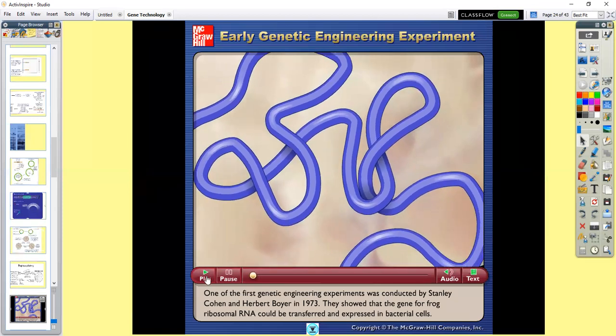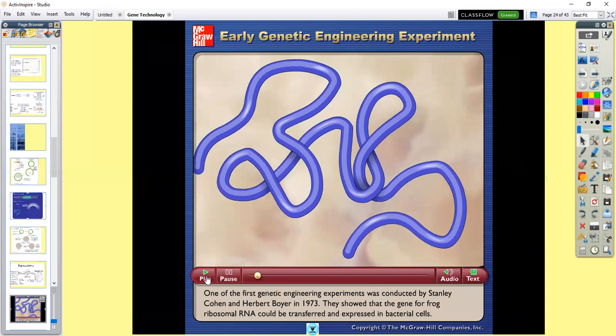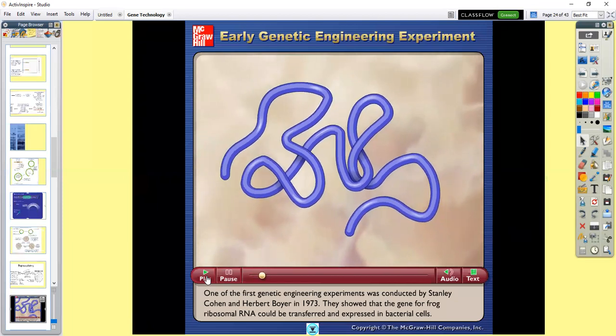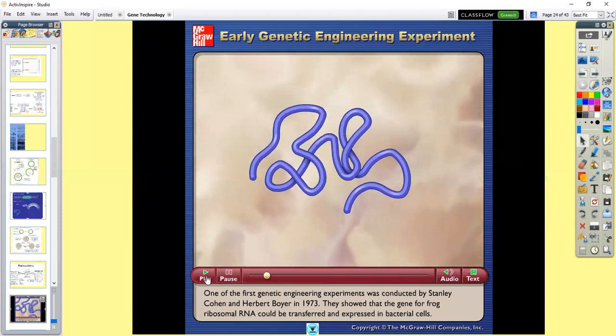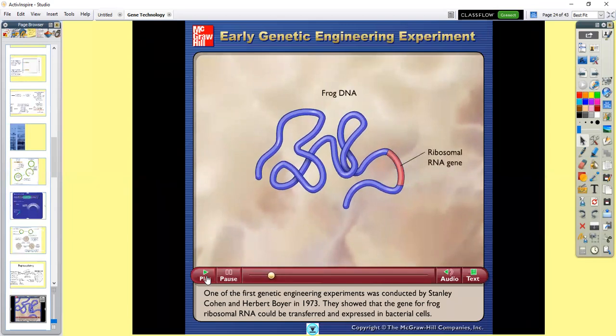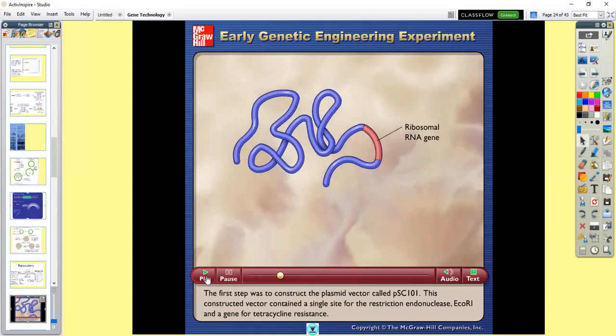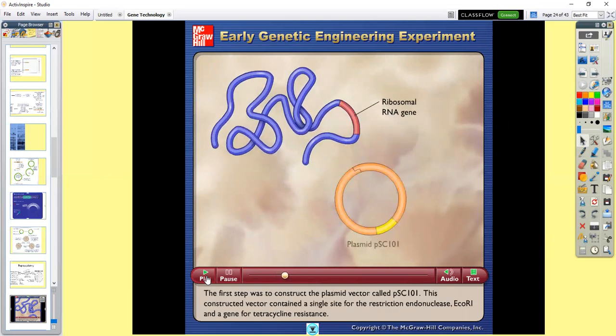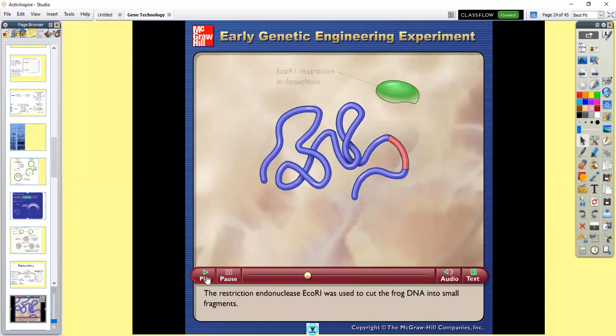One of the first genetic engineering experiments was conducted by Stanley Cohen and Herbert Boyer in 1973. They showed that the gene for frog ribosomal RNA could be transferred and expressed in bacterial cells. The first step was to construct the plasmid vector called pSC101. This constructed vector contained a single site for the restriction endonuclease EcoRI and a gene for tetracycline resistance. The restriction endonuclease EcoRI was used to cut the frog DNA into small fragments.